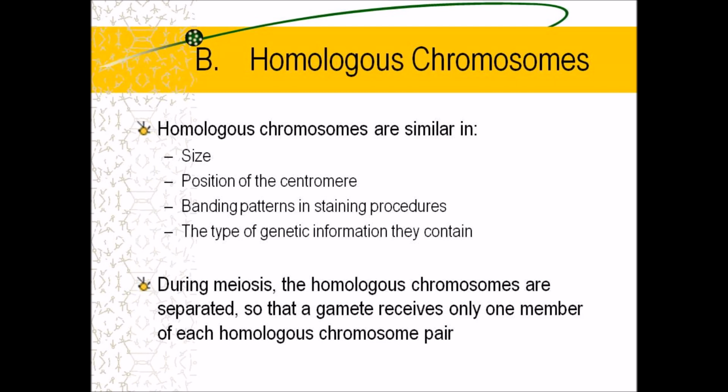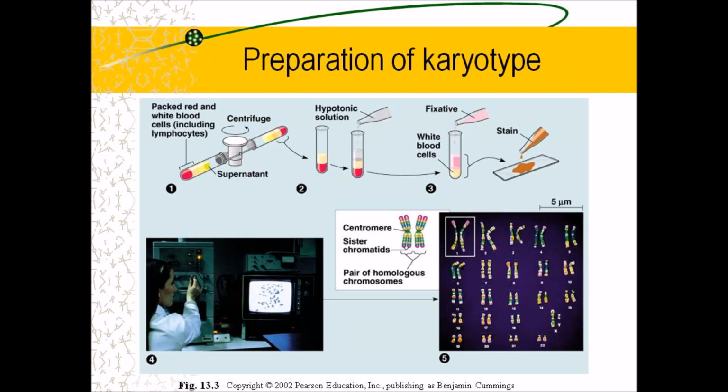The next one is the preparation of karyotype. So this is the karyotype that I meant. We see the staining. If you use multiple colors, the staining will be about the same for the homologous chromosomes. And this is how we carry out our studies.